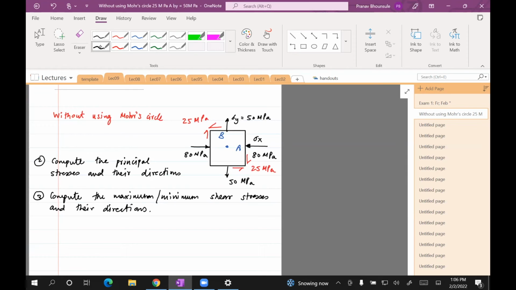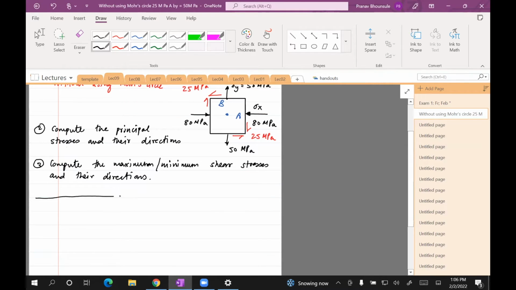This is basically using the formulas which I wrote down some time back about the transformation of stresses. So let's get to it. Let's call this 1 and 2. So first I'm going to write the formula for principal stress.